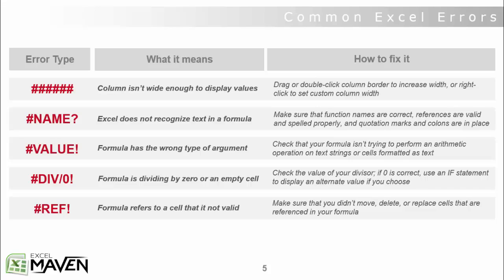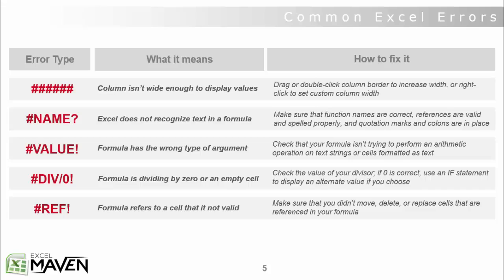So let's talk about 5 common error types, what they mean, and how we can go about trying to fix them. The first is just a series of hash marks or pound signs. What that typically means is that the column just isn't wide enough to display your values. That's the most common cause. In some cases, you might get this value if Excel is having a hard time recognizing a particular date value. But more often than not, the easiest fix is just to drag or double click your column border to increase your width, or right click to set up a custom column width. So super easy fix there.